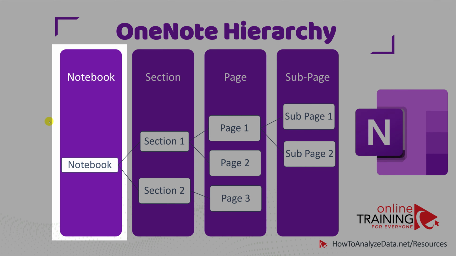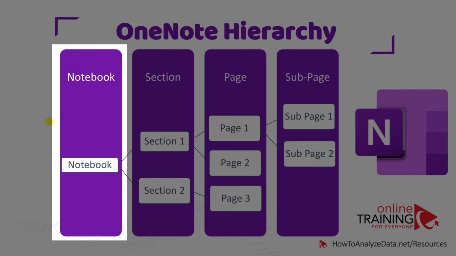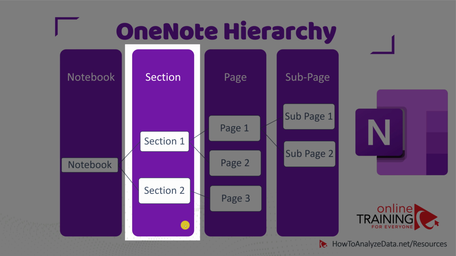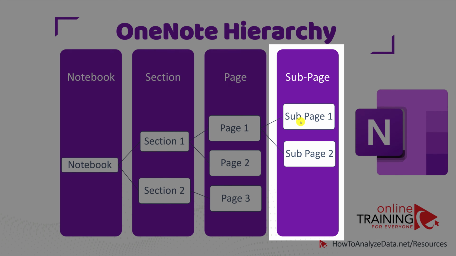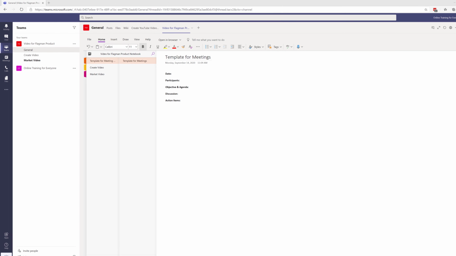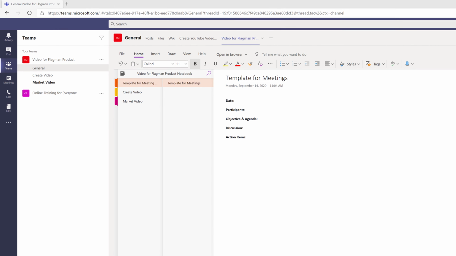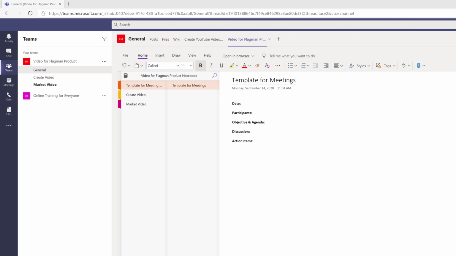Because Patricia selected the existing notebook that comes by default within Microsoft Teams, she can organize sections as project milestones. The sections might be create video and market video. The pages might represent meeting minutes for each milestone, and subpages could contain some additional information. Following this approach, Patricia created 3 sections: template for meetings, create video, and market video. Template for meetings contained 1 page, template for meetings.